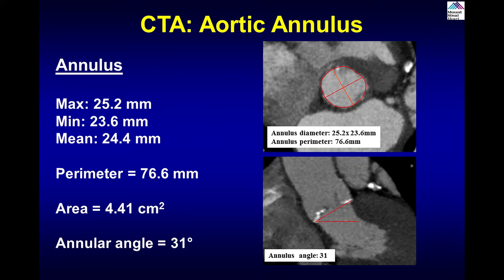Perimeter 76.6 millimeters, area of 4.4. Fairly vertical annulus today with an angle of 31, so there shouldn't be any problems of the valve sitting off to one side or going in a little off angle.